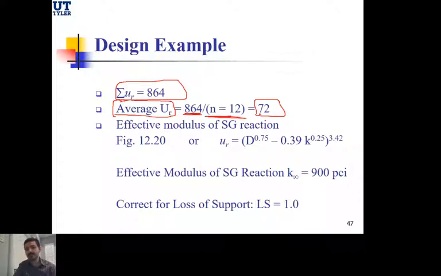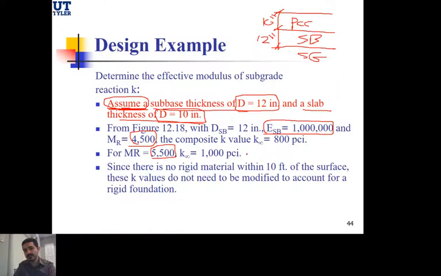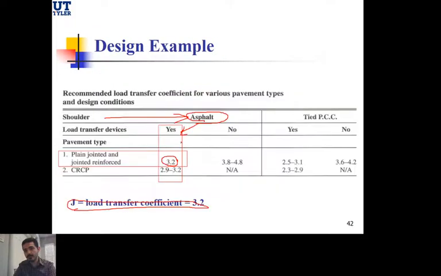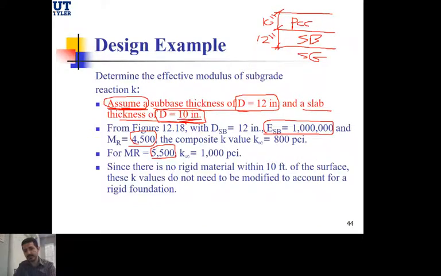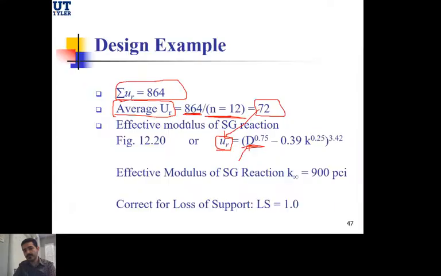Once we get this, we can get the effective modulus of subgrade reaction using the same equation. Now I know that UR is 72. The D here is the thickness of the PCC layer, which is another reason why we had to assume a thickness for the PCC layer. In this case, I believe we assumed it was equal to 10 inches. Yes, 10 inches right here. So once I know that D is 10 inches and UR is 72, the only unknown would be the K value, and this is what we got here. The K value based on the effective modulus of subgrade reaction is 900.